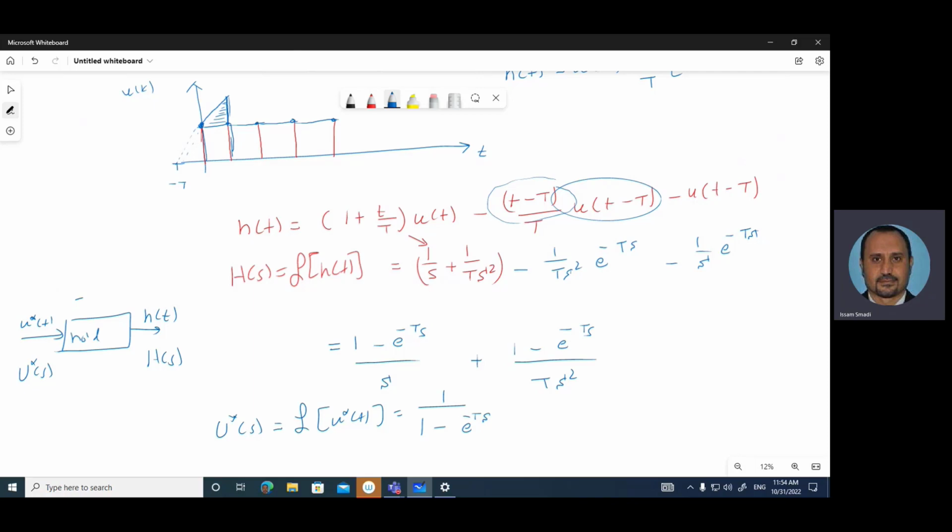I need to calculate the G for the first order hold. If I do so, the G of the first order hold will equal 1 minus exponential minus Ts over s all squared multiplied by Ts plus 1 over T. So this is the transfer function for the first order hold.